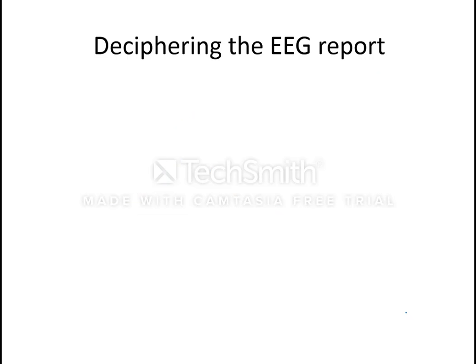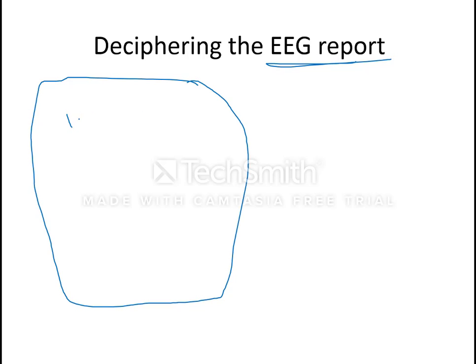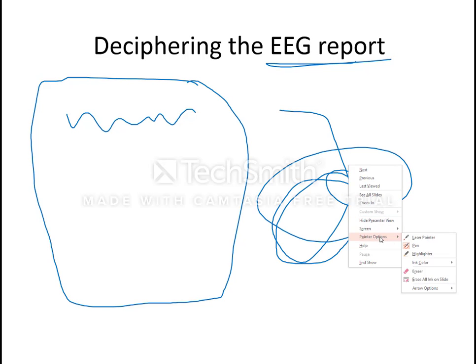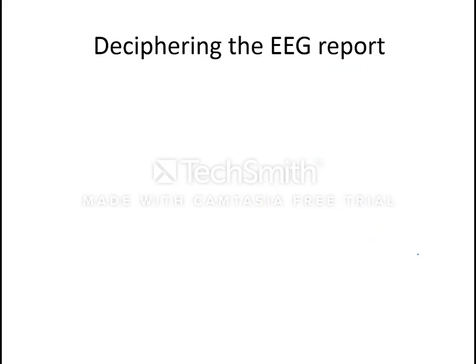So let's break down what the EEG report means. Sometimes it can be very confusing. You see this big, long, complicated amount of text with all these strange words like alpha rhythm, delta rhythm, different frequencies. What does this mean? Well, I think it's easy to just break down the important things that you can see.